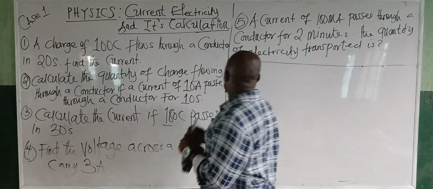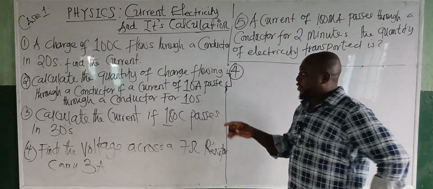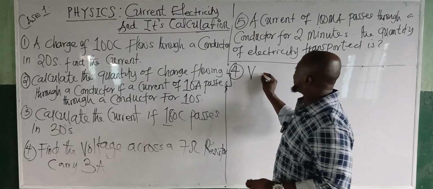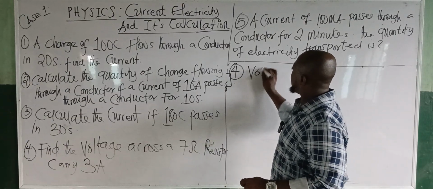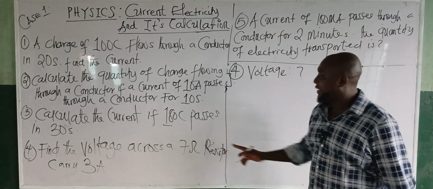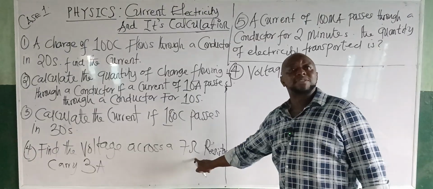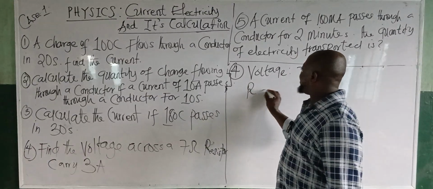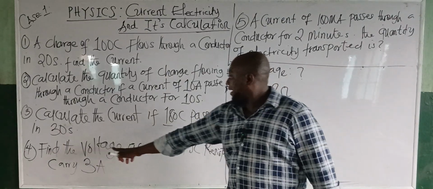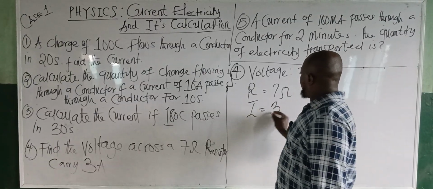Now let's go over number 4 question, please. We are told to find the voltage. So V is voltage. I want to find this. Find the voltage across 7 ohms resistor. So R has been given to be 7 ohms, carrying 3 ampere. So current has been given to be 3 ampere.